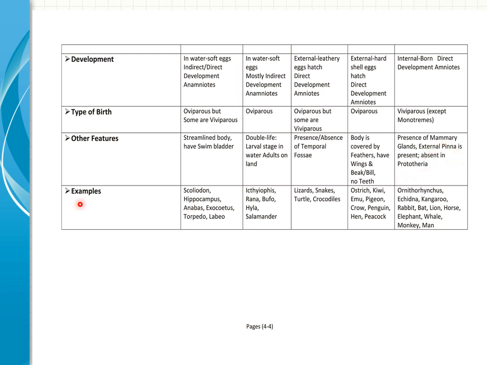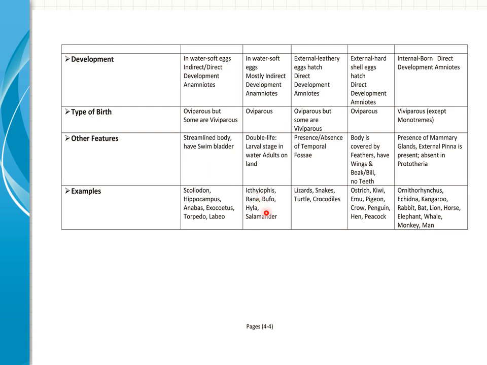Then the last thing is examples. I have covered here some examples of fishes by citing examples from cartilaginous, that is elasmobranchii, and bony fishes. Scoliodon, that is the common dogfish. Hippocampus, the seahorse. Anabas, Exocoetus, the flying fish. Torpedo, the electric ray. Labeo. These are the common examples which we can cite for fishes.